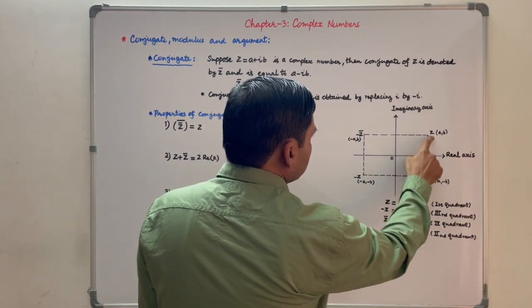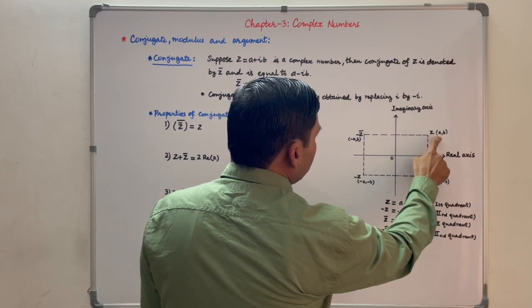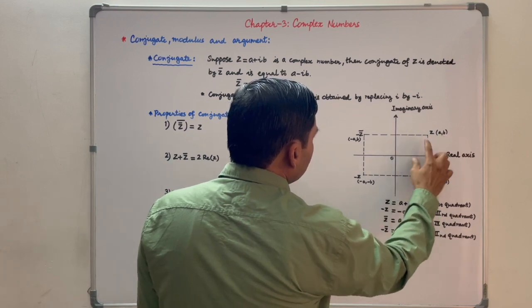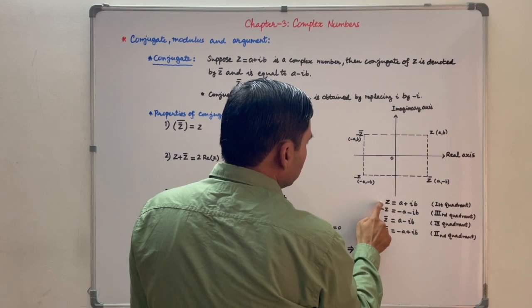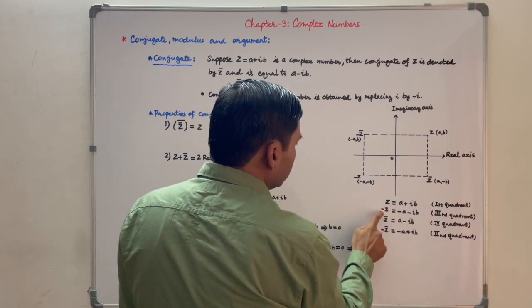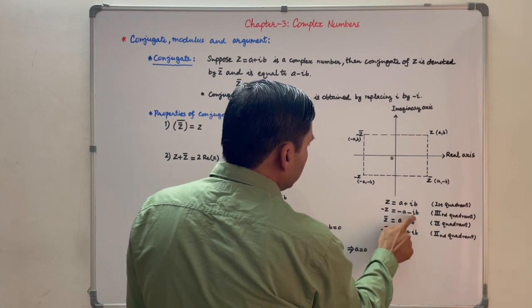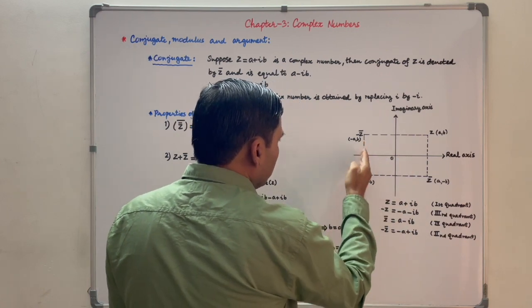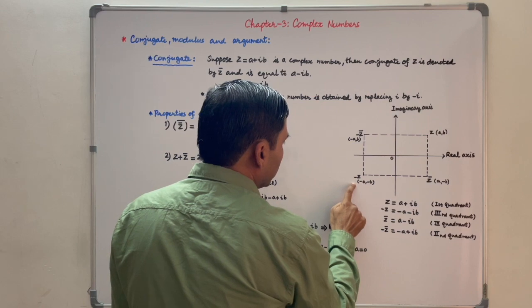Suppose Z is a complex number denoted by ordered pair (A, B). This is A and this is B. So Z is equal to A plus iB. It is in the first quadrant. Minus Z is equal to minus A minus iB. Minus A, minus B will be in the third quadrant.